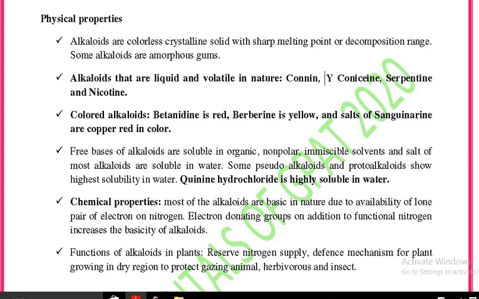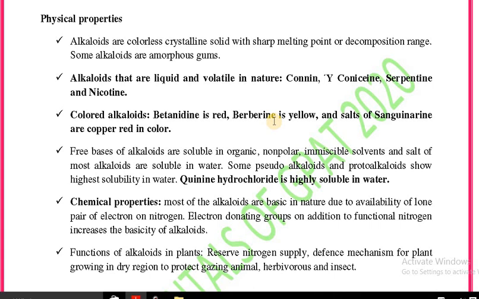Now the properties. Alkaloids are colorless crystalline solids with a sharp melting point or decomposition range. Some alkaloids are amorphous gums. Some alkaloids are liquid and volatile in nature. Examples are nicotine, coniine, gamma-coniine and sparteine. So these alkaloids are liquid in nature.